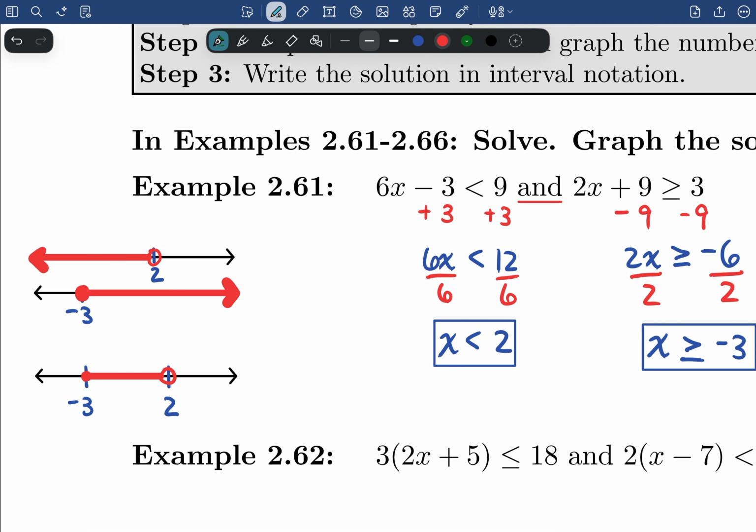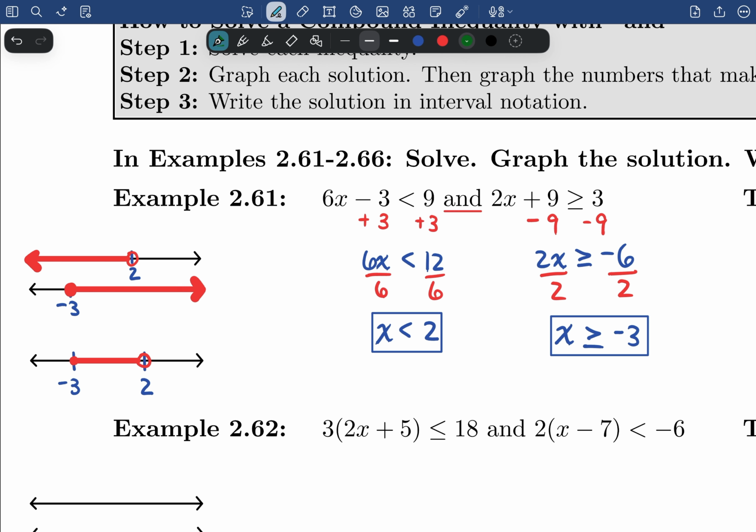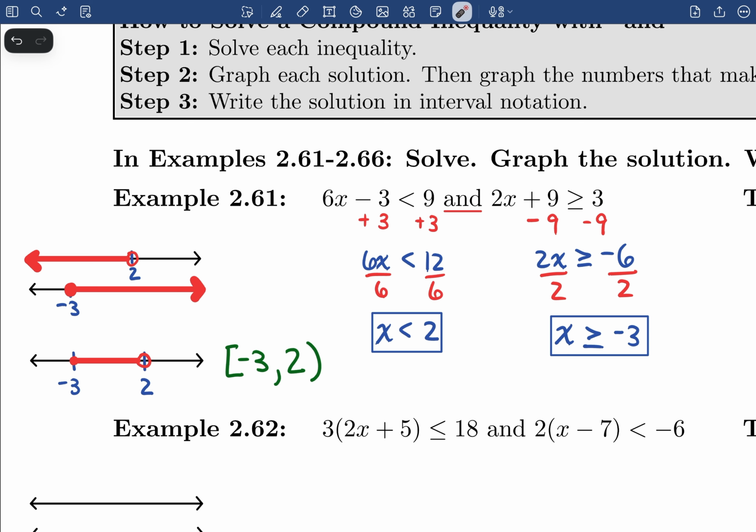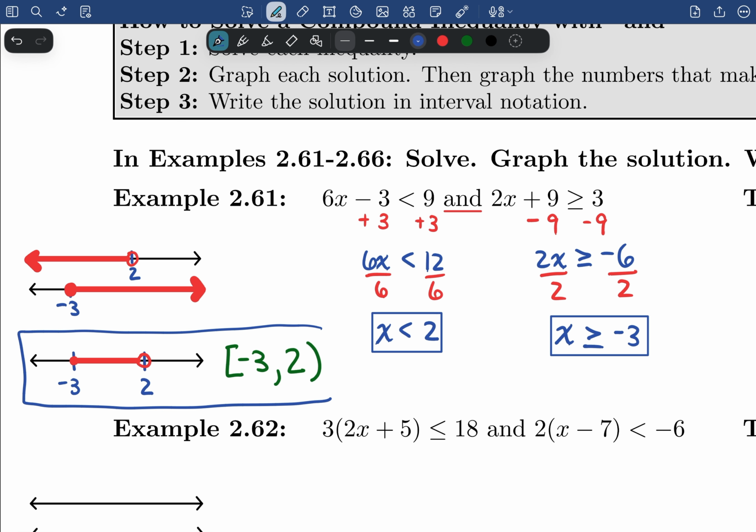So I'm now going to finish by writing the solution in interval notation. So a closed dot gets a bracket. So I start with a bracket, and I say the interval is from negative 3, and then I put a comma, and it ends at 2, and I put a parenthesis for the open dot. My interval begins at negative 3. It's a closed dot, so I put a bracket. It ends at positive 2, and it's an open dot, so I put a parenthesis. There we go. So this is my final solution. This is the result of the compound inequality.